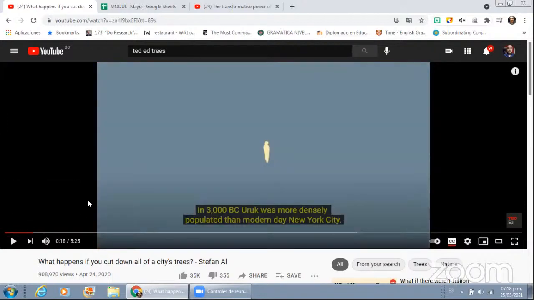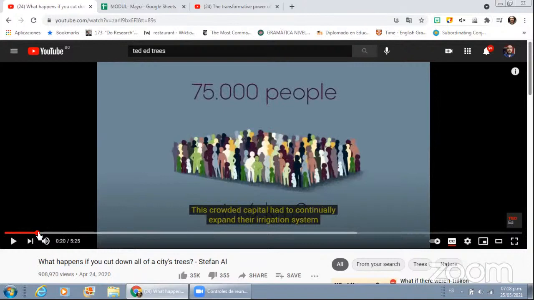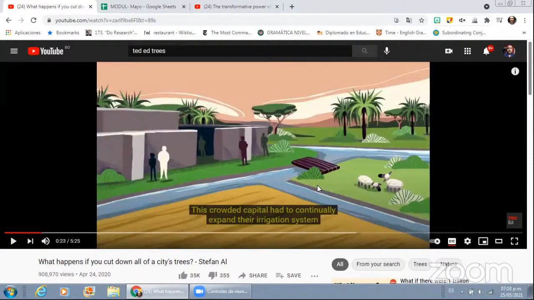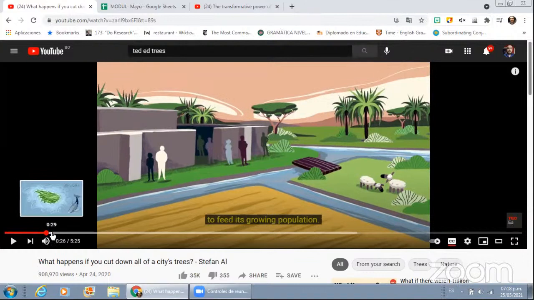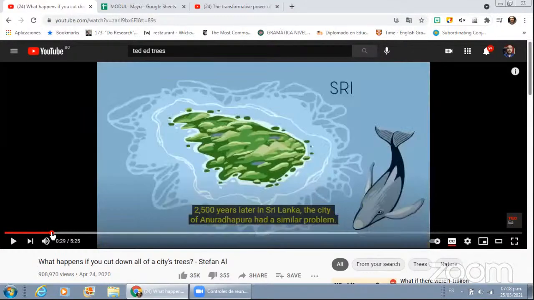So the main problem, yes, both cities had a problem, and it was the population. Both cities were densely populated, right? Both cities, Uruk and Anuradhapura, were very crowded or very populated, and they needed irrigation systems. And what is an irrigation system? It is the way you distribute water so that people have access to that water, and they feed themselves. So Anuradhapura and Uruk needed irrigation systems because they were growing.